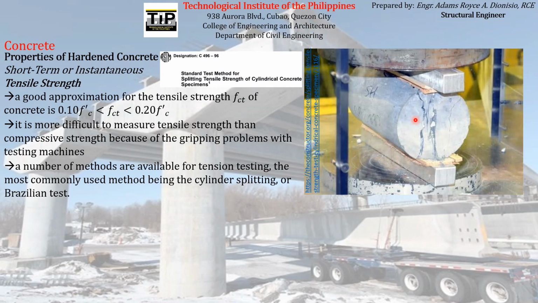You can find the specifications for the splitting tensile strength test of concrete cylinders in ASTM C496, the standard test method for splitting tensile strength of cylindrical concrete specimens. You can find in that specification all of the things that you need to know on conducting the splitting tensile strength test, especially the setup and how to compute the splitting tensile strength.